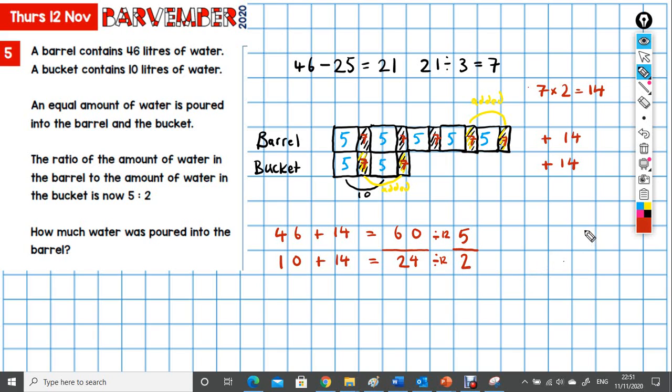Okay, so we've double checked, and yes, I think we've got it there. So how much water was poured into the barrel? 14 litres. I hope that helps.